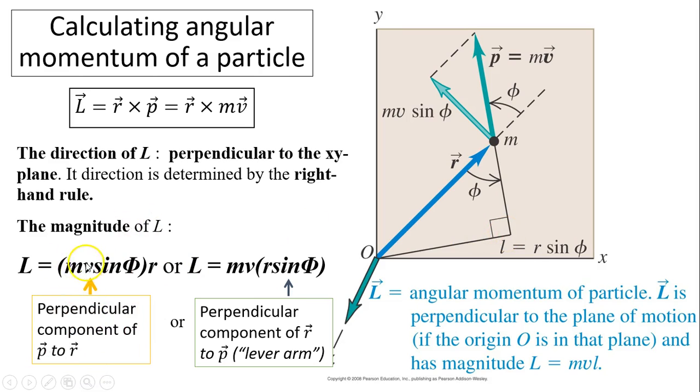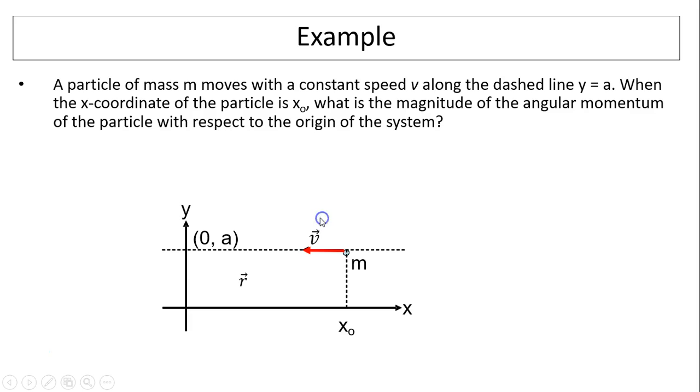So the magnitude can be equal to mv sine phi times r. mv sine phi is the perpendicular component of p to r. So here is p. You can use the perpendicular component to r, mv sine phi times r, or you can use p times the perpendicular distance from O to the line, the lever arm, so mv times the lever arm. Either way, you get the magnitude of L.